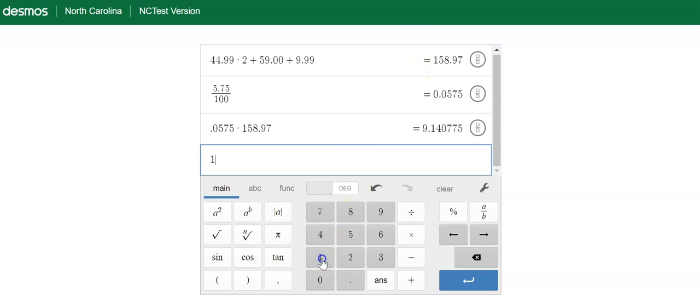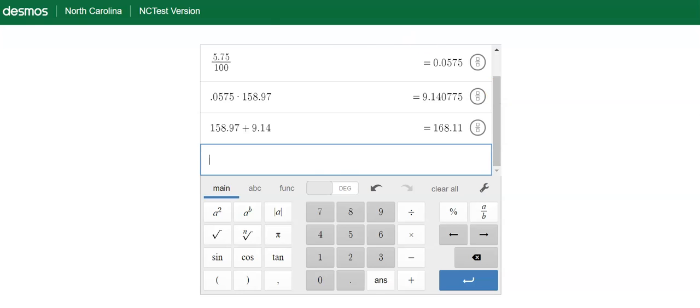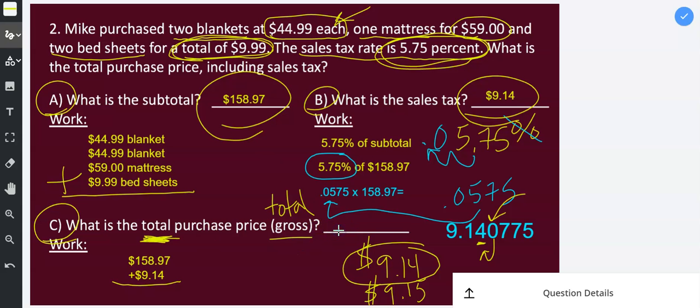So 158.97 plus the $9.14 gives us a total of $168.11. So we're not going to just pay the price of the items, the retail prices listed in the store. We also have to remember that we're going to pay a tax, and in total we'll pay $168.11.